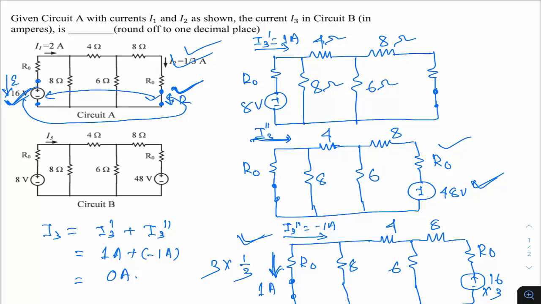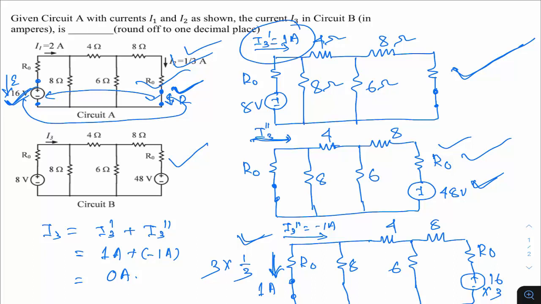Okay. So to summarize, first the current I3 was asked in this circuit. So I decided to get this I3 using the superposition principle. That is, once I'll find the response because of the 8 volt source, and then I'll find the response because of the 48 volt source. While finding the response because of the 8 volt source, in the first circuit, the response because of 16 volt was known. By scaling it by half, I got this I3 dash is 1 ampere, right?